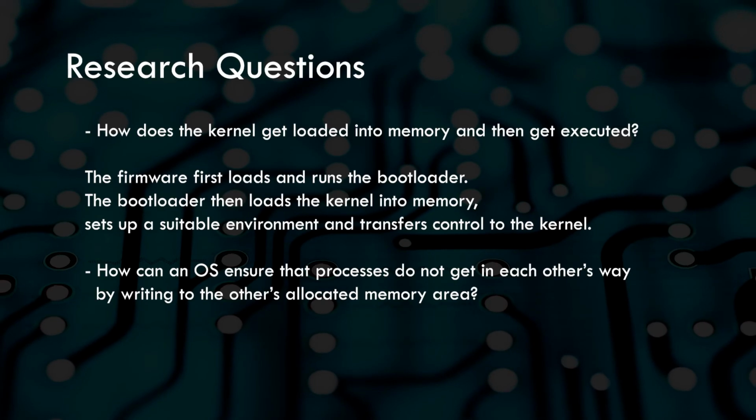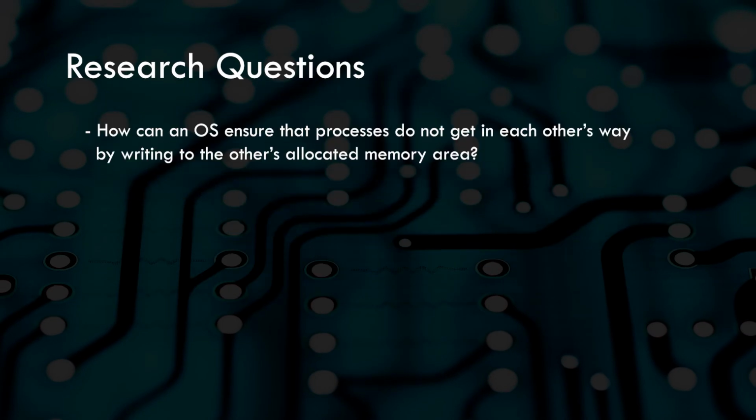With this info, we can now answer the second research question. How can an OS ensure that processes don't get in each other's way by writing to the other's allocated memory area?